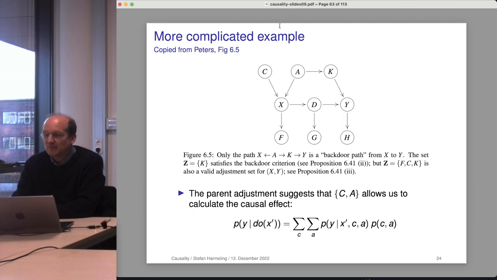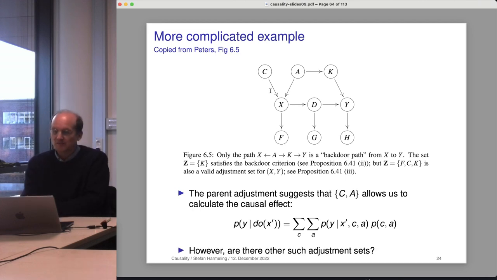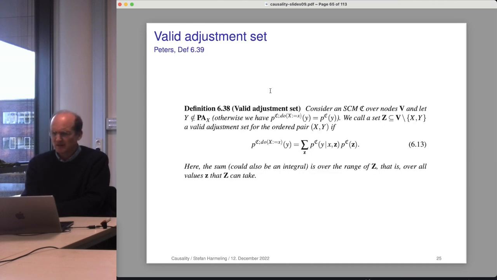However, we also see that maybe the variable C here is not really super relevant, right? I mean, that looks like something we could also get rid of. So there might be other adjustment sets. So we see that the set of parents is an adjustment set for such a formula, but there might be others, okay? And this is something we are looking at in the following slides.